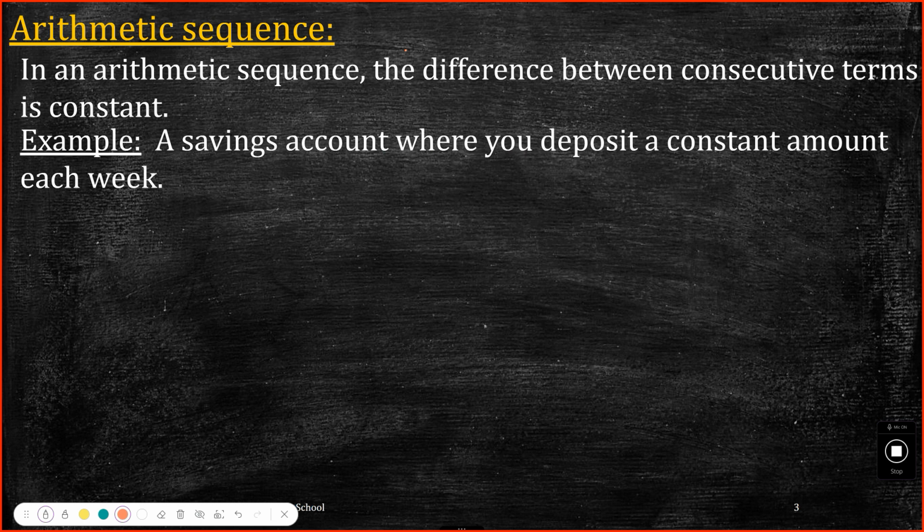Here's an example. A savings account where you deposit a constant amount each week. So you started working, and next week you get your first paycheck, and you say, hey, can you just deduct this amount, like $50, and put it in a savings account? So every week they take out 50, 50, 50, and that is a constant amount.